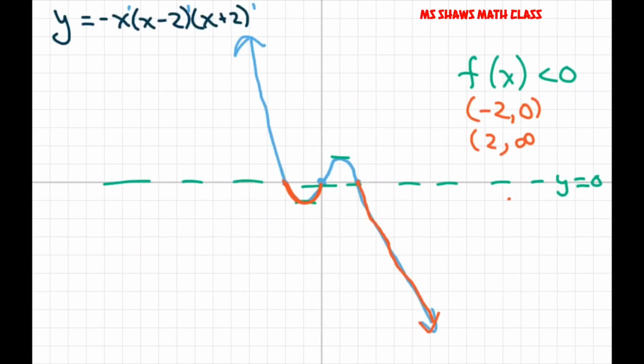And where is our f of x positive? That's going to be up above. So this is this piece here and this piece here. So that's going to be negative infinity to negative 2 and from 0 to 2.